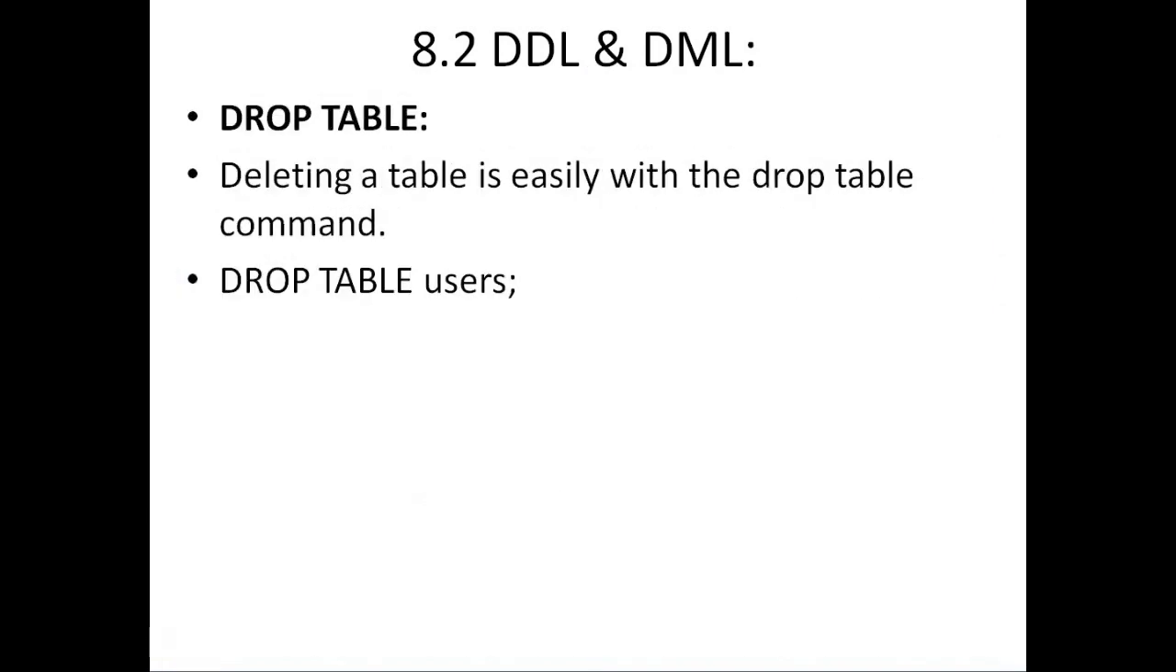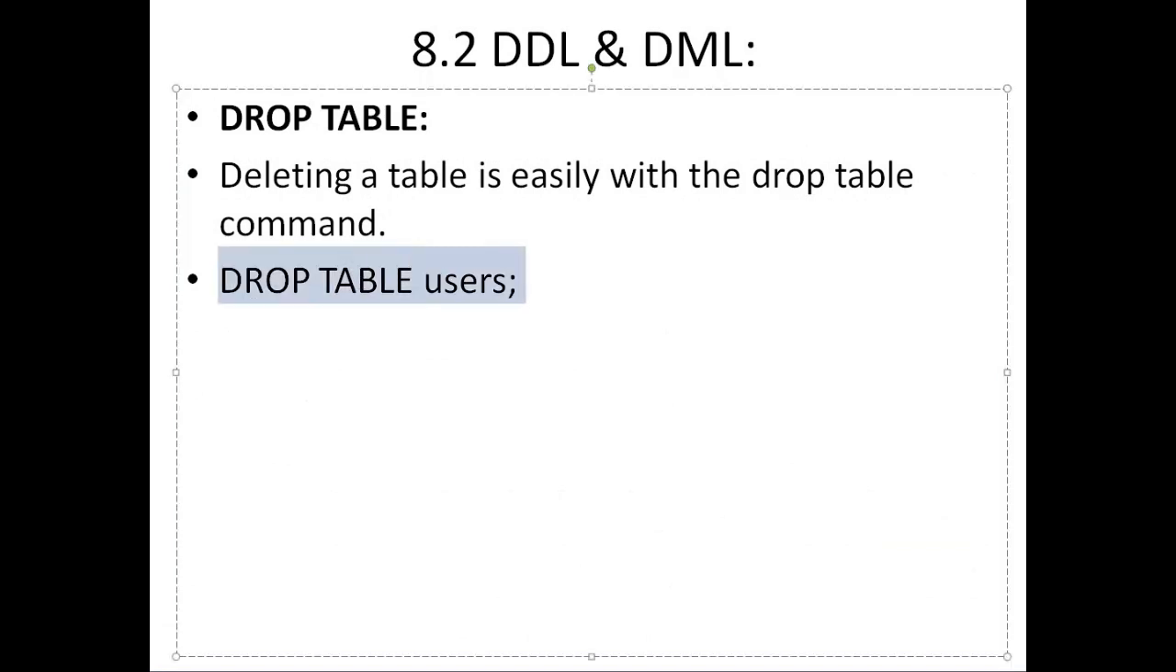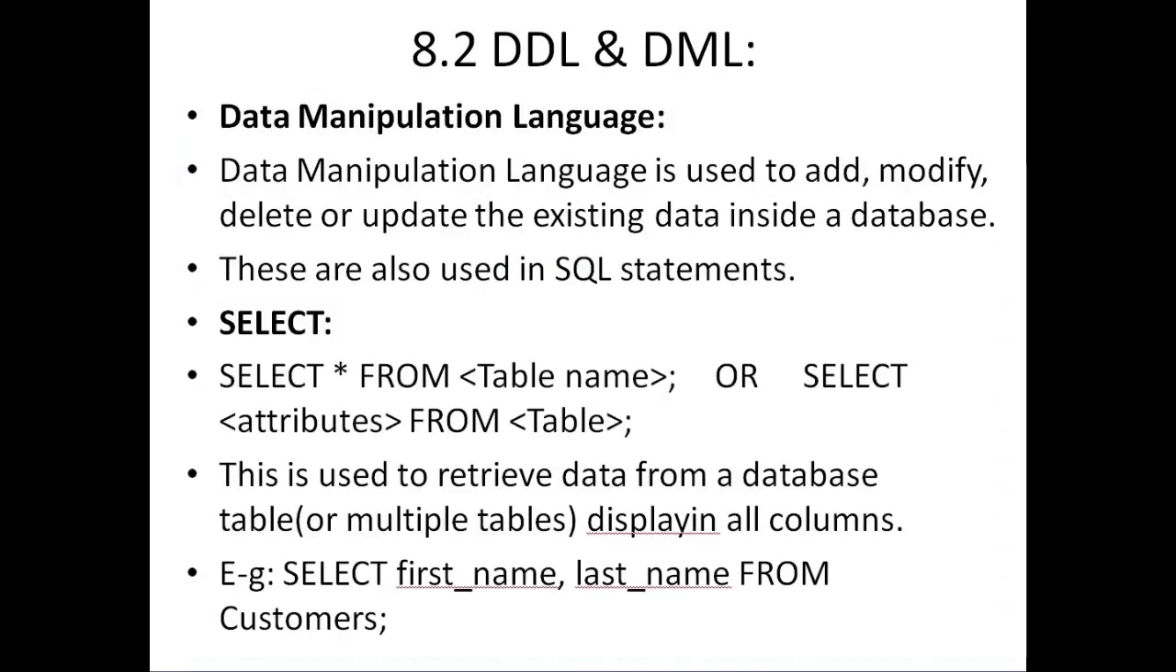Drop table. Deleting a table is easily done with the drop table command. You can write it like this: drop table, and then just write down the table name, and that entire table would be deleted. Data manipulation language, or DML. Data manipulation language is used to add, modify, delete, or update the existing data inside a database. It has nothing to do with the structure of the database itself. Rather, it only deals with the data.